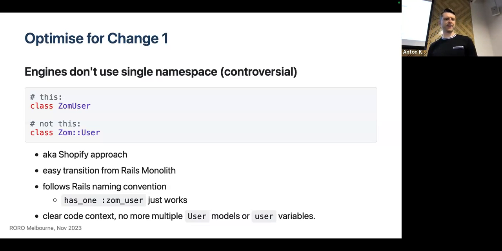And another good advantage is that without namespaces, it just follows Rails naming conventions. So when you have relationships across models, in this case I have my model called Zom user, then all of the relationships are just going to be called has_one Zom user, right? I don't need to specify anything, I'm just relying on this Rails convention, which also cleans up the code a lot.